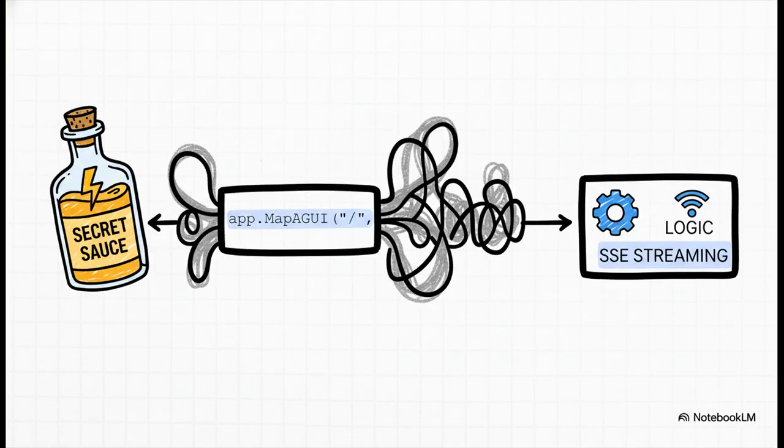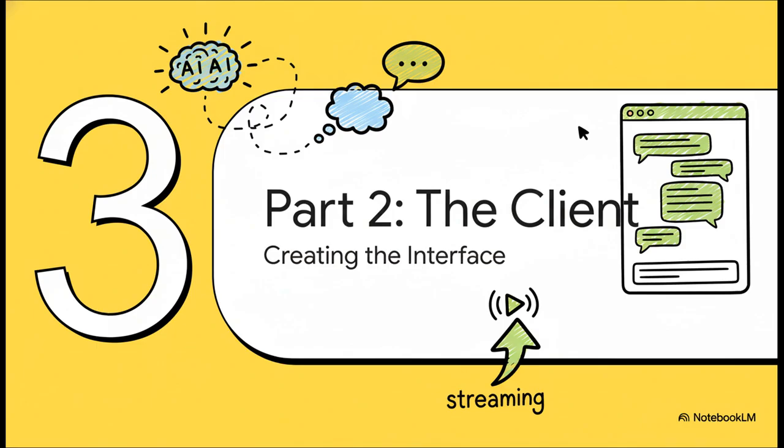Now check this out. This right here is the absolute secret sauce on the server side. This one single line of code, this map-AGUI method, does almost all of the hard work for you. It handles all the complex stuff with requests and responses, and most importantly, it sets up that entire streaming communication protocol. It's so much power packed into just one command. Okay, so our AI brain is officially up and running. Now we need to build the other half of the equation, the chat interface that lets us actually talk to it. So let's switch gears and see how we build out the client.